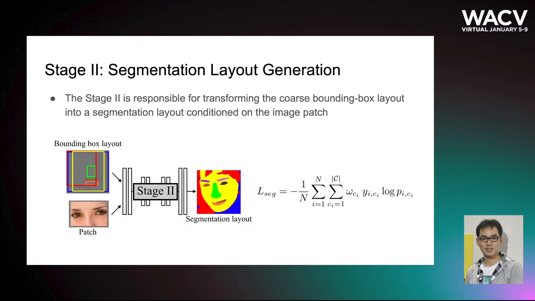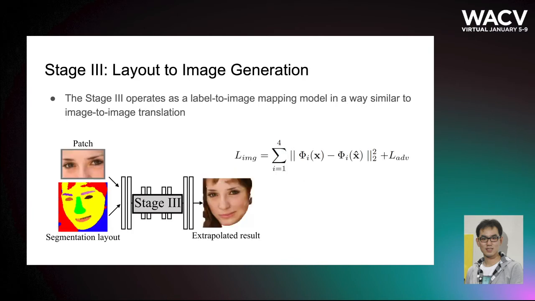Stage 2 is transforming the coarse bounding box layout into a segmentation layout conditioned on an image patch, and the network is learned with a pixel-wise multi-class cross-entropy loss. This stage not only generates the segmentation layout for the unknown regions, but also needs to align the unknown and the known regions. After obtaining the segmentation layout, stage 3 operates as a label-to-image mapping model in a way similar to image-to-image translation. We employ the perceptual loss and adversarial loss for network training.